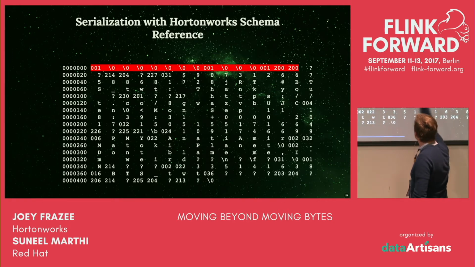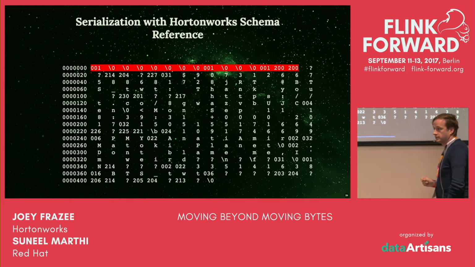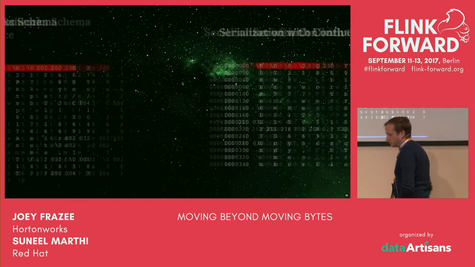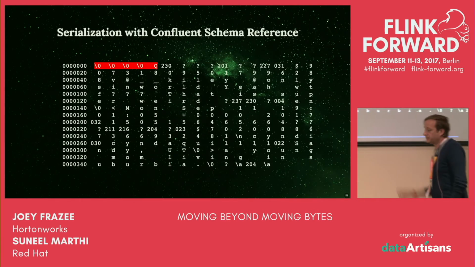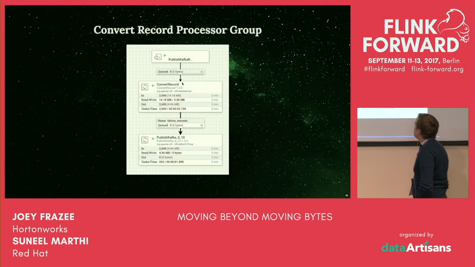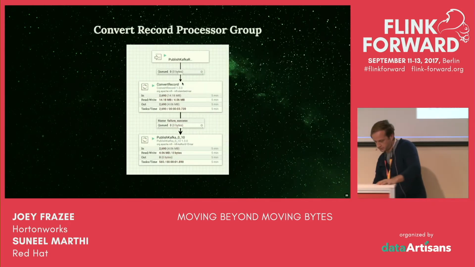What I have outlined in red there is that 13-byte header. And then after that, you get the message. And similarly on the Confluent side, as we said, we're only talking 5 bytes there, so there's a little bit less.